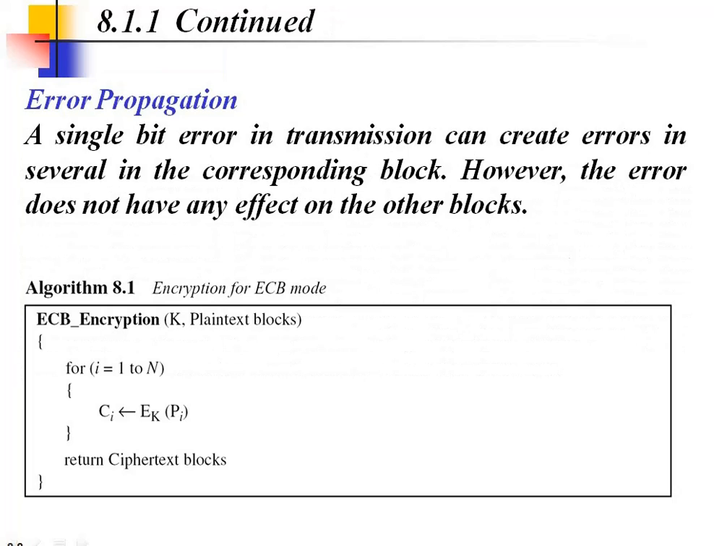The next topic is error propagation in the case of ECB. In this mechanism, a single bit error in transmission can create errors in the corresponding block. However, this error does not have any effect on the other blocks.